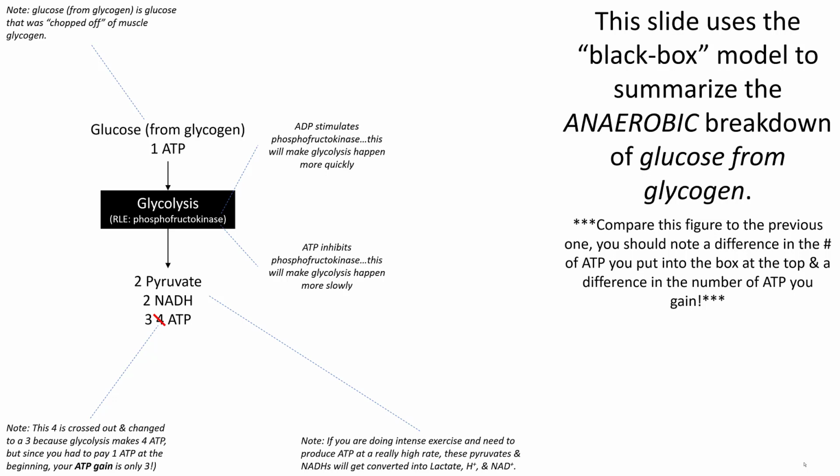In this example, we're talking about the anaerobic breakdown still, but this time we're using glucose that came from glycogen. When you use glucose that came from glycogen, or from the storage form of carbohydrate in the muscle, you only need to use 1 molecule of ATP in order to get glycolysis started. So here our substrates are glucose and 1 ATP, and at the end of glycolysis, you end up with 2 molecules of pyruvate, 2 molecules of NADH, and a gain of 3 ATP. Again, glycolysis makes 4 ATP, but you had to pay 1 molecule of ATP in order to get the process started, so our gain is 3 ATP.